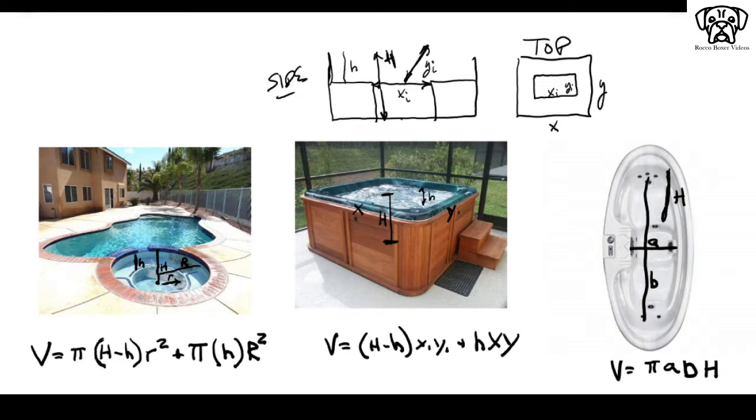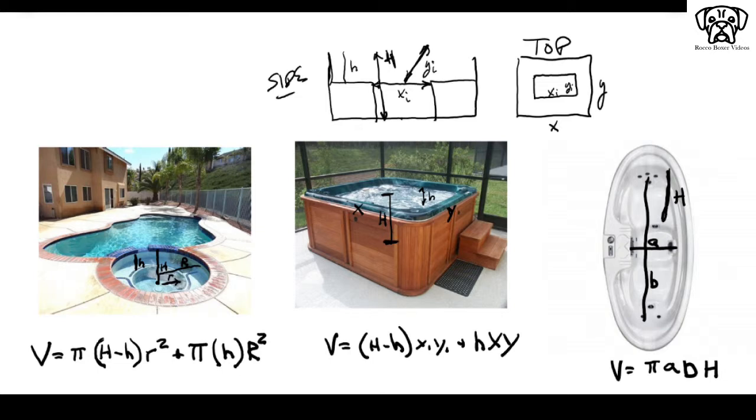The distance across the hot tub, the radius of the hot tub, we're going to call r. And then the little distance in the bottom and the base, we're going to call little r. And if you want, you can measure all the way across and divide by 2 to get your r.